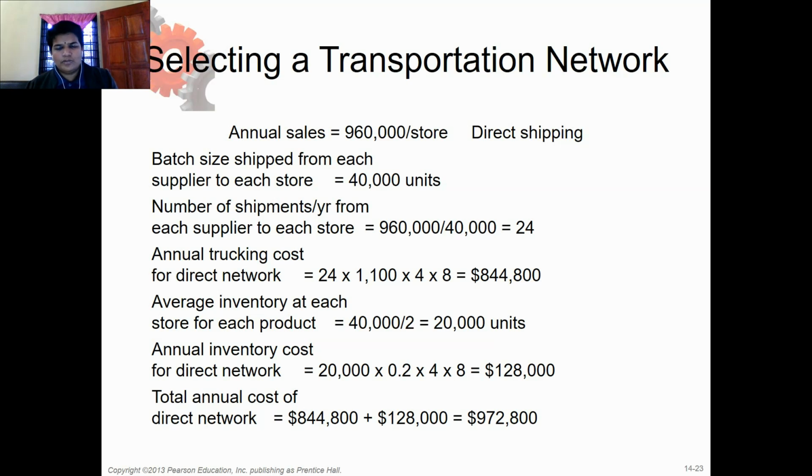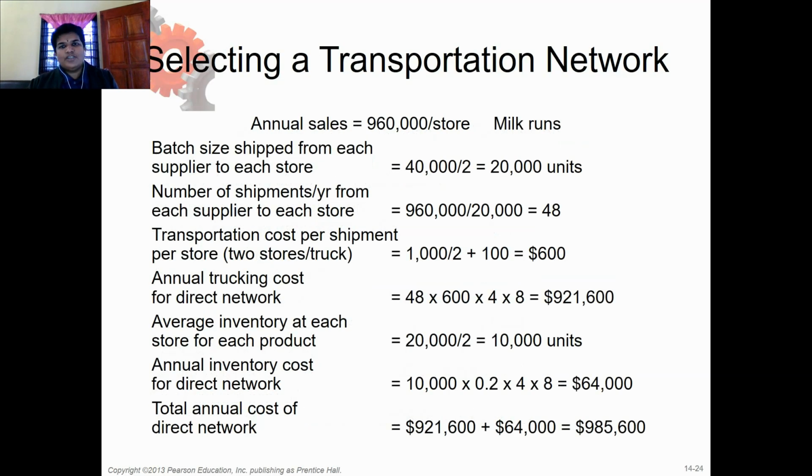Average inventory at each store for each product is 40,000 divided by 2, so you will get 20,000 units. So annual inventory cost for direct network, you take the 20,000 units times 0.2 times 4 times 8, then you will get a figure of US dollar 128,000. So total annual cost for direct network, you add 844,800 plus 128,000, so the sum will be 972,800. So this is when you select direct shipping.